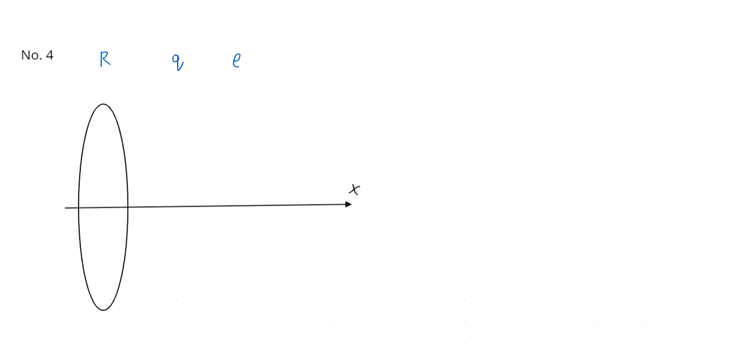This is z. And this one is y. Axis y. Okay, and the radius of this ring is equal to R.